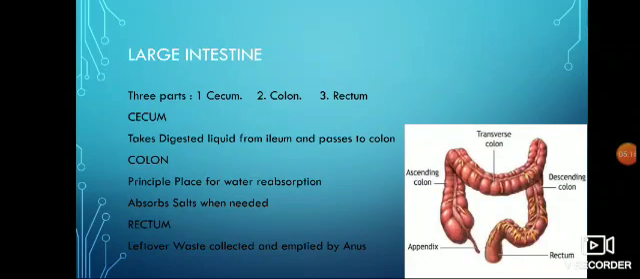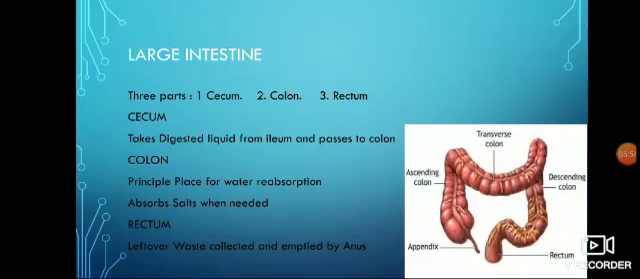Then after absorption the food moves to the large intestine. The large intestine consists of three parts: caecum, colon, and rectum. The caecum is the first part of the large intestine. Its function is to take food from the ileum and pass it to the colon. The colon has four parts: ascending colon, transverse colon, descending colon, and sigmoid colon. Principal absorption and reabsorption of water takes place in this part of the body. Salts are also absorbed in the large intestine when needed.